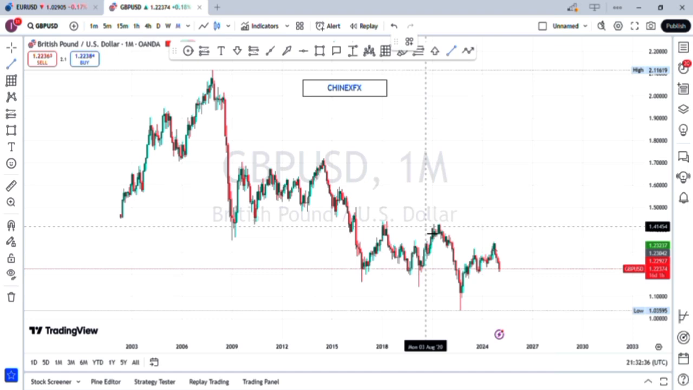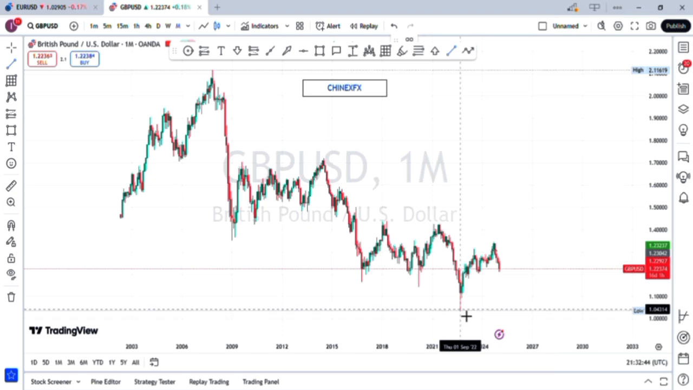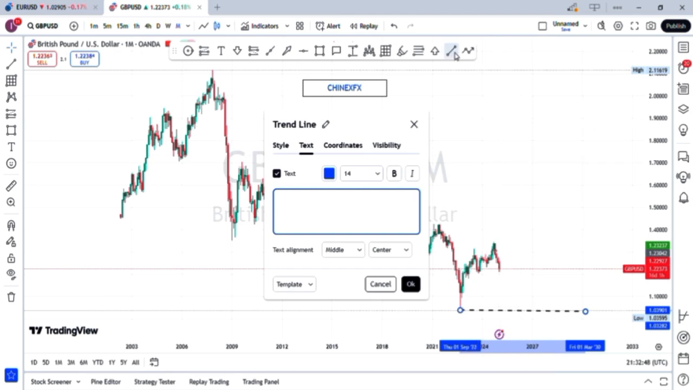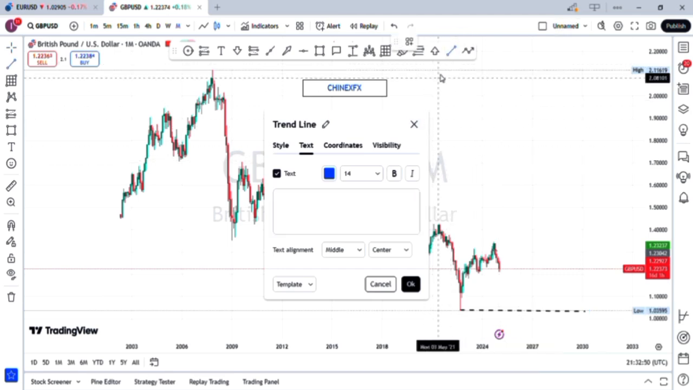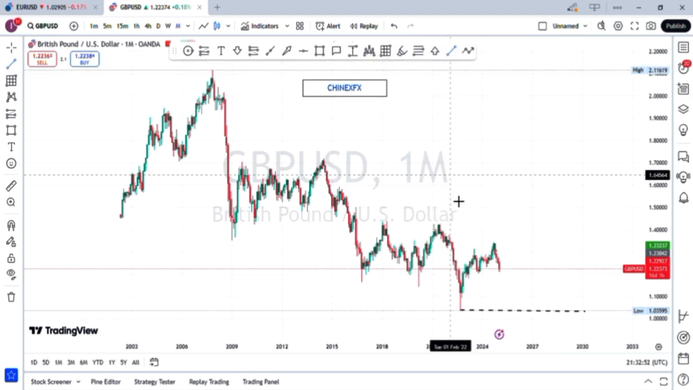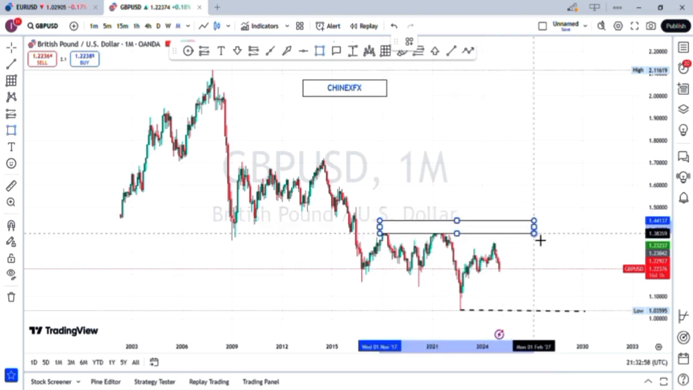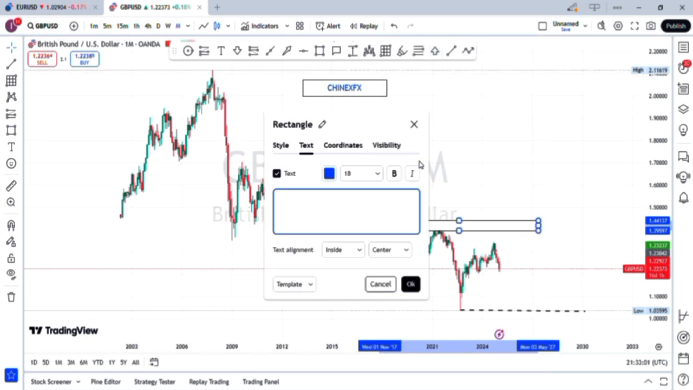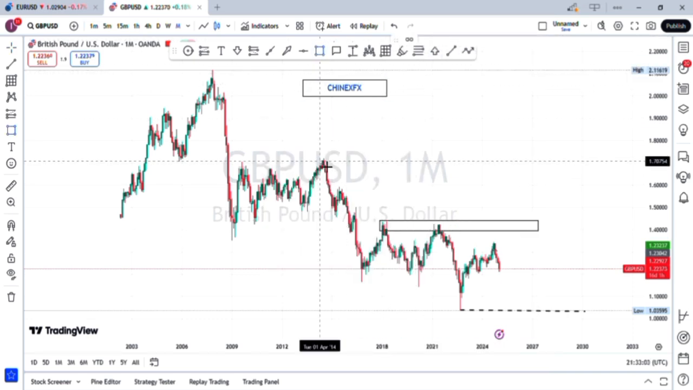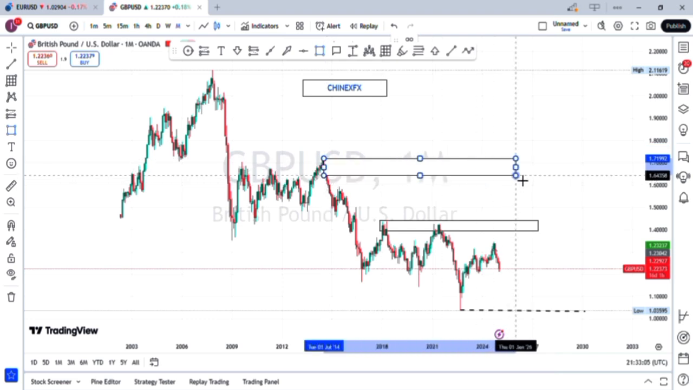So the second thing, just like we said, is marking out key support and resistance zones. Right here I'm going to be using my trend line. I have a key support zone right here. I just marked it out. I also have a key resistance level right here. I'm going to be using a rectangle tool. This can be marked out as a key resistance level, guys, for GBP USD. This can also be marked out as a key resistance level.